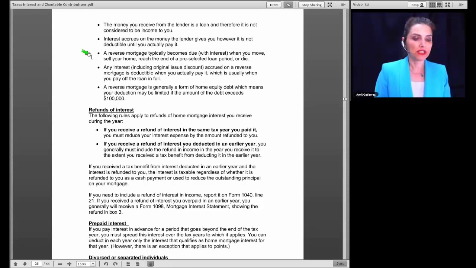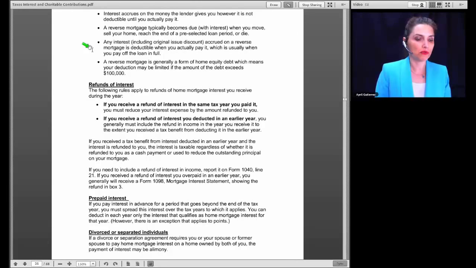A reverse mortgage typically becomes due with interest when you move out of the home, sell the home, reach the end of a pre-selected loan period, or you die. And any interest, including original issue discount, that is accrued on a reverse mortgage is deductible when you actually pay it, which is usually when you pay the loan off in full. A reverse mortgage is generally a form of home equity debt, which means that your deduction may be limited if the amount of that debt exceeds $100,000.